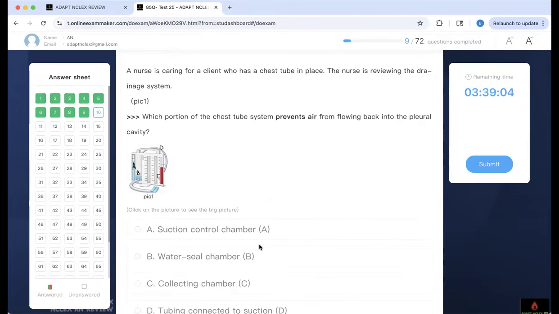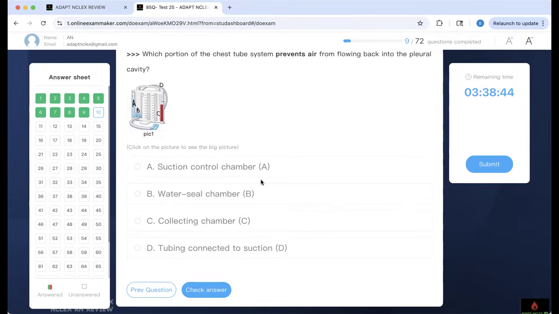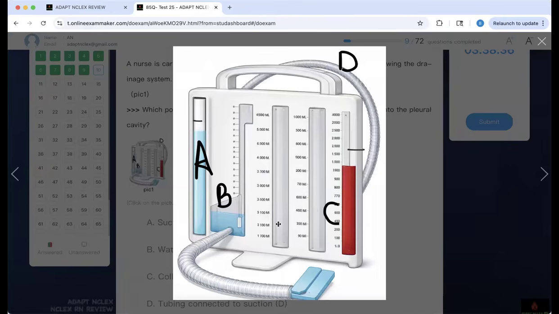A nurse is caring for a client who has a chest tube in place. The nurse is reviewing the drainage system. Which portion of the chest tube system prevents air from flowing back into the pleural cavity? That's all. Prevent air from going back into the pleural cavity. That means air escaping into the patient's chest. Which one? Suction control chamber, water seal chamber, collecting chamber, tubing connected to the suction. Therefore, this is the chest tube. See which one you think prevents air from going out of the tube into the patient, going backward.